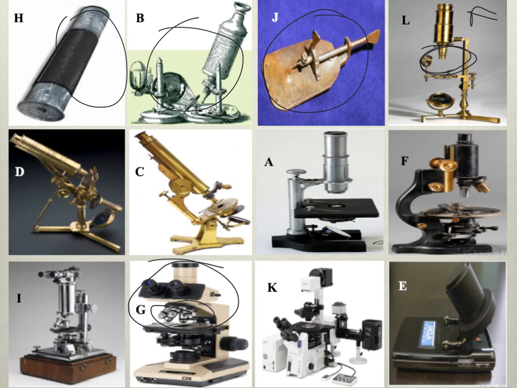Ours have 3, and your ocular lens is usually going to magnify 10 times, and then depending on the magnification of the objective lens, I think we have 10, I know we have 40, so our maximum magnification is about 400 for our light microscopes.